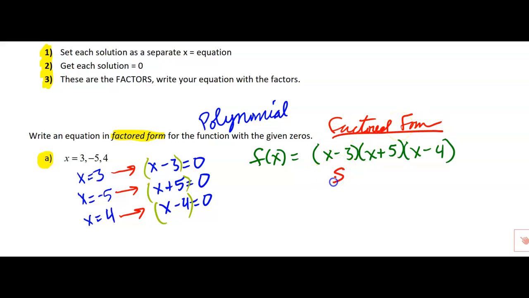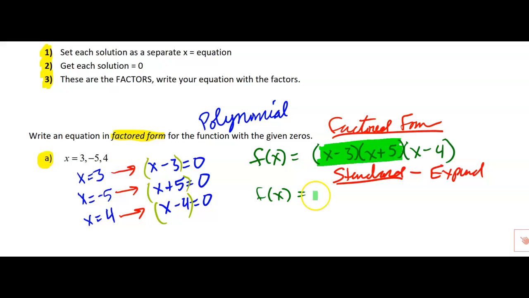Okay, if I want it in standard form, what that means is expand. So multiply it out. So step 1, multiply 2 of the values. Doesn't really matter which 2. In this case, I'm going to just multiply these 2. And what I'm going to get when I multiply that, distributing, so x times x is x squared, plus 5x minus 3x plus 2x minus 15.